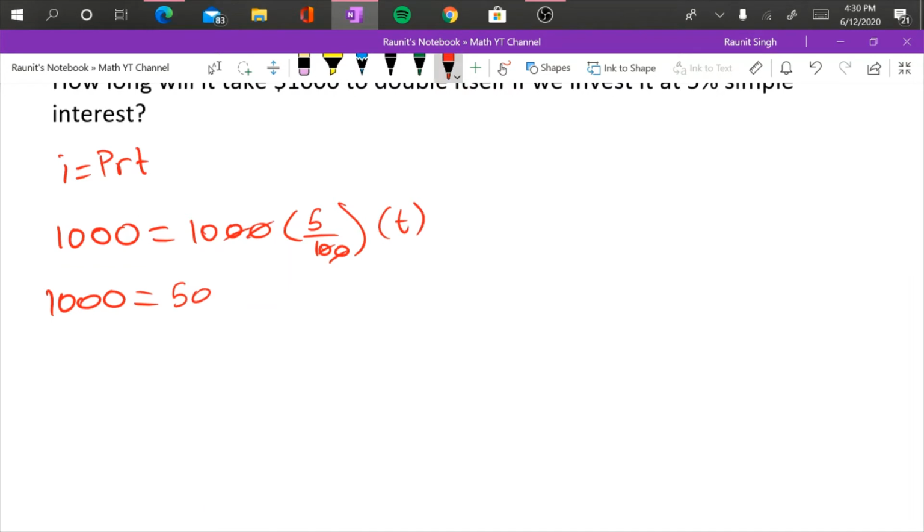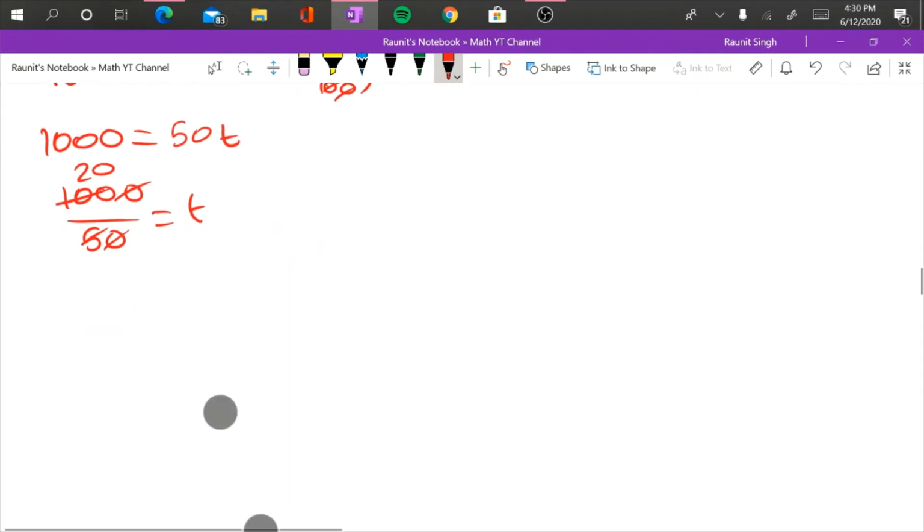Oops, let me fix that T. And then divide both sides by 50. We get 1,000 over 50 is equal to T. Cancel out those zeros. You get T is equal to 20 years. So T equals 20.